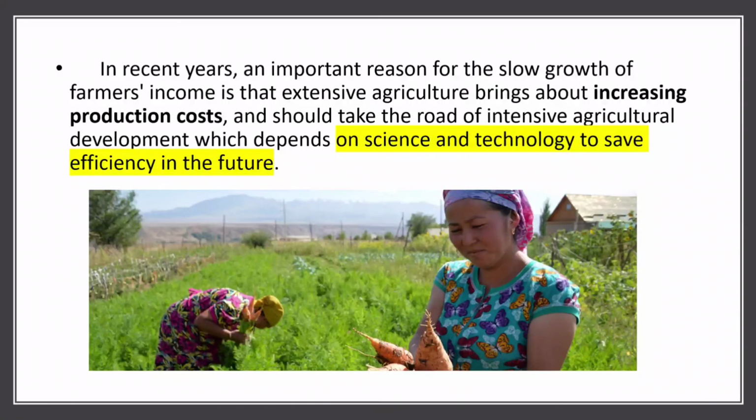So, in recent years, an important reason for the slow growth of farmers' income is that extensive agriculture brings increasing production costs, and we should take the road of intensive agriculture development, which depends on science and technology to save costs and improve efficiency in the future.